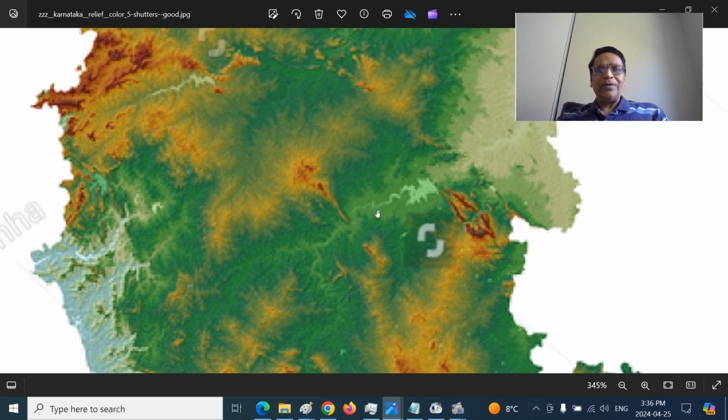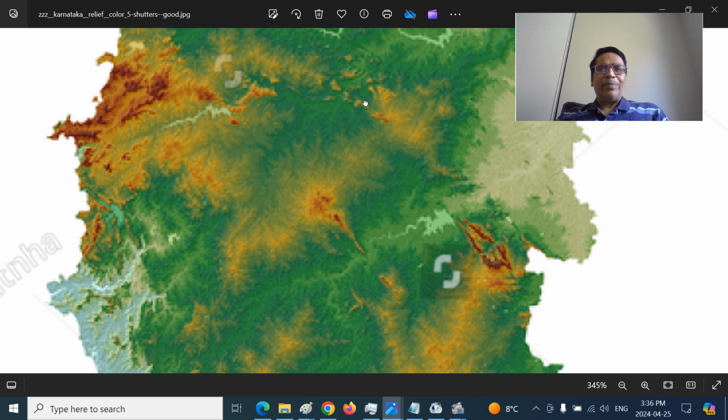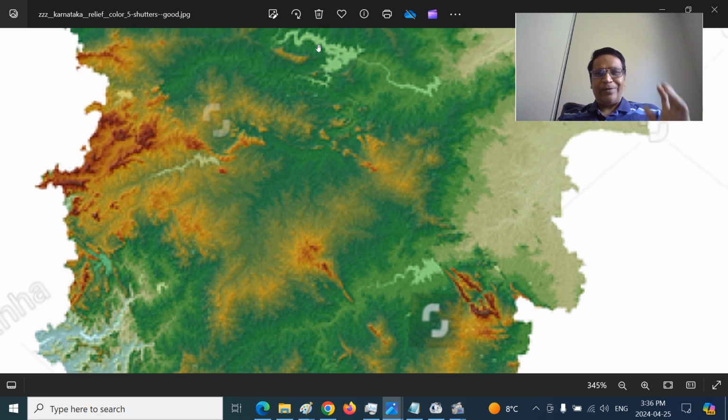So this is the Hospeta Dam of Tungabhadra. This is the Malaprabha river. This is the Almatti reservoir. This is the Narayanpur reservoir. There is a place near Belgavi district called Jamboti.